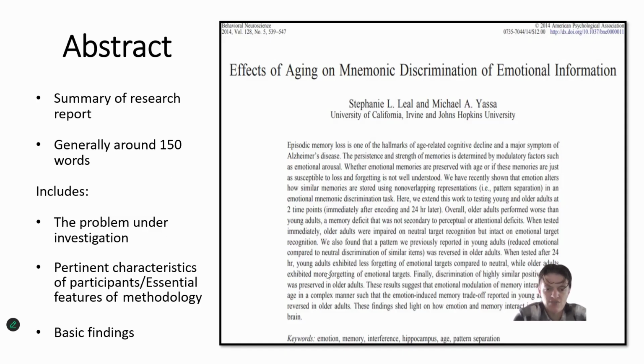And oftentimes there's even some keywords that follow it, and these are going to help for a search engine, for example. So here's an example of a short abstract. Again, it highlights what is going on. What did you study? What were the pertinent characteristics? A little bit related to your basic findings. It gets its own page, and it's typically short, like 150 words or less.